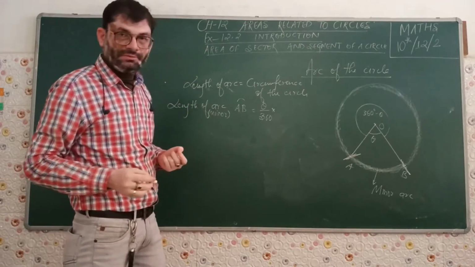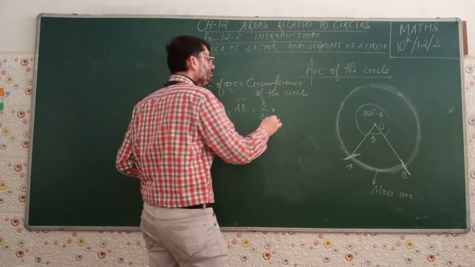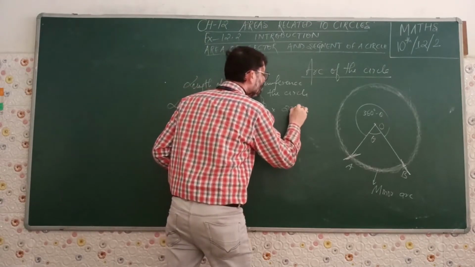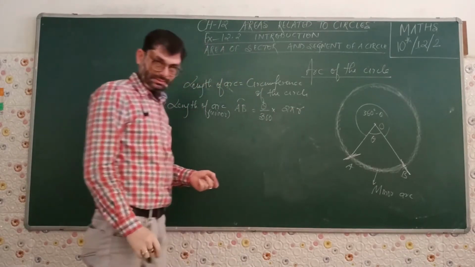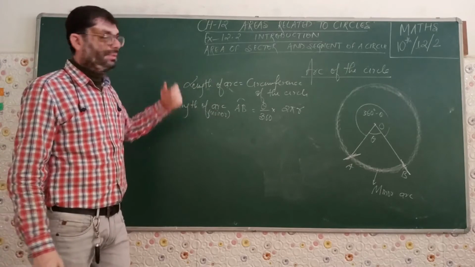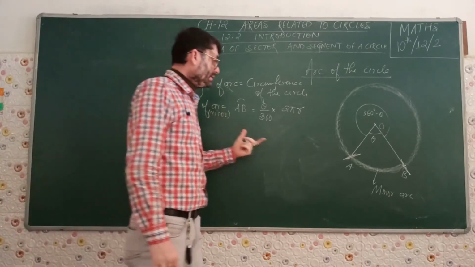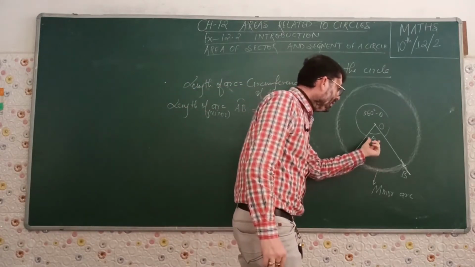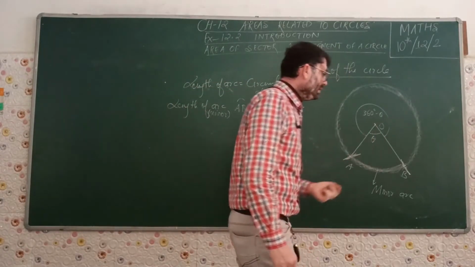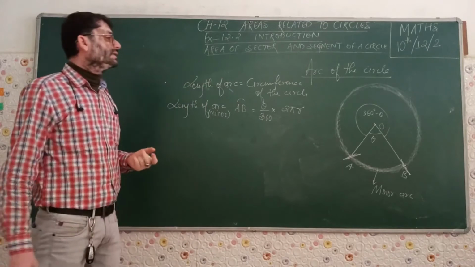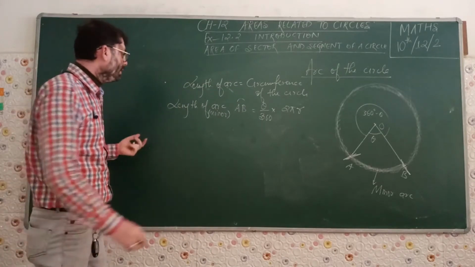And what was the circumference of the circle? The circumference of the circle is given by 2 pi r. This we have learned in our previous session also. So the length of the minor arc, making an angle theta at the center, is given by theta by 360 into 2 pi r.